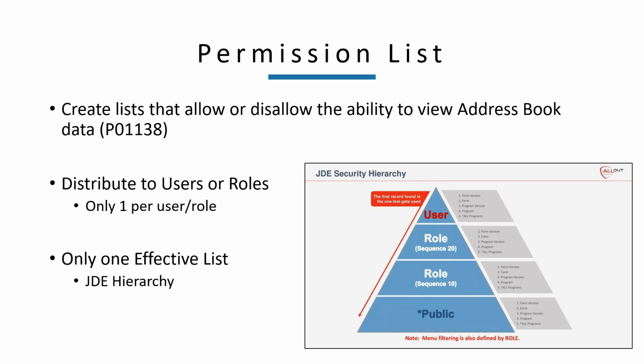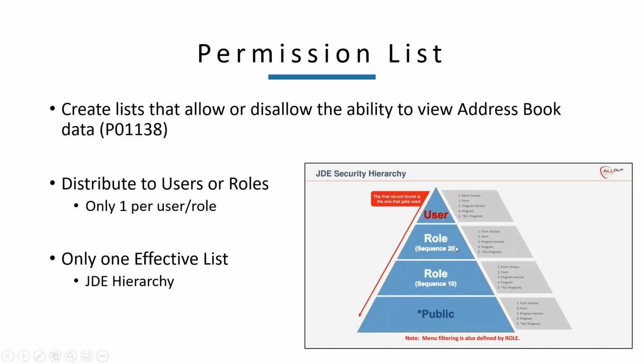And only one effective list per JDE user. I will get to it in a minute, but for instance, you can only assign one permission list to a user and have it be effective, and you can only assign one permission list to a single role and have it be effective. There may be issues where there are multiple roles assigned to a user that have a permission list assigned to them. So the user has 6 roles, 3 of them have permission lists.